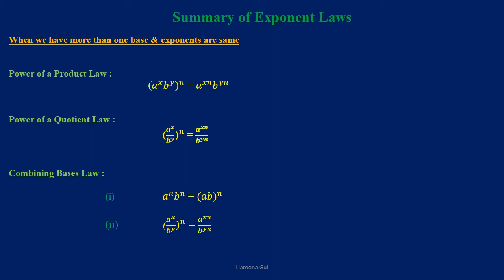And the combining bases law says that a raised to the power n into b raised to the power n is equal to a into b the whole raised to the power n, or a raised to the power x over b raised to the power y the whole raised to the power n is equal to a raised to the power xn over b raised to the power yn.